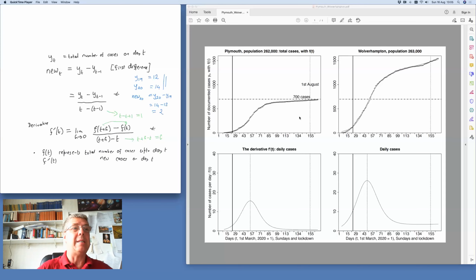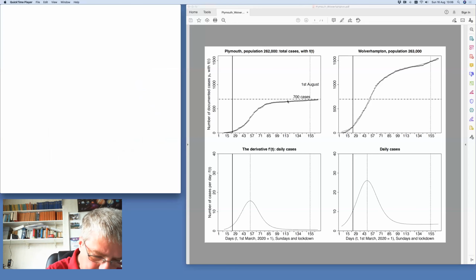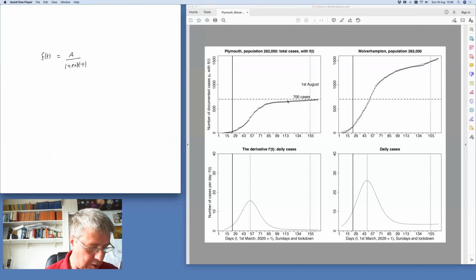So by taking our model for f(t) and differentiating it, we go from a model for the total number of cases up to day t to a model for the number of new cases on day t. So let's now actually do that. So here's f(t). We've seen before that that's a over 1 plus exp(-t). Remember, a is a positive constant. And now we're going to differentiate this.